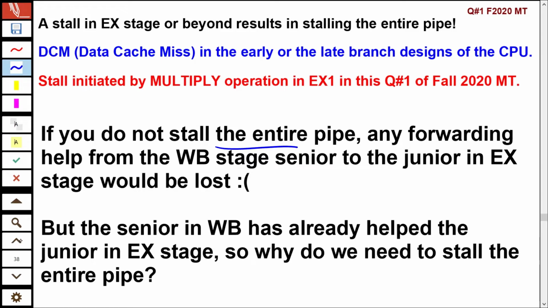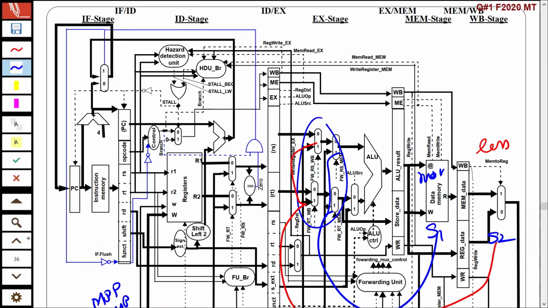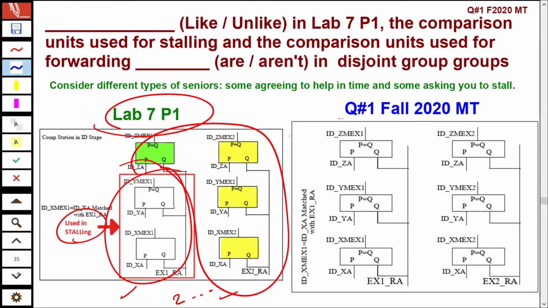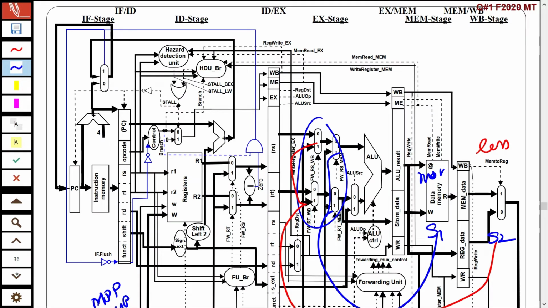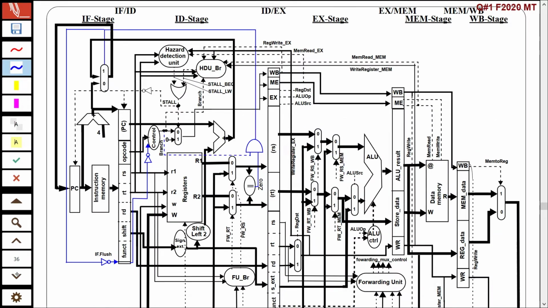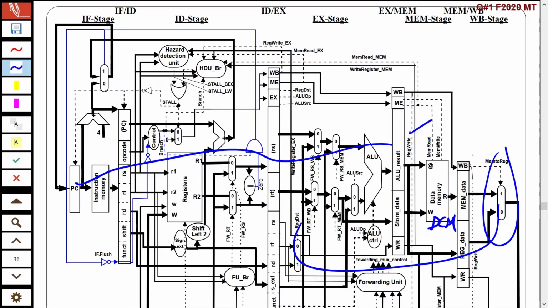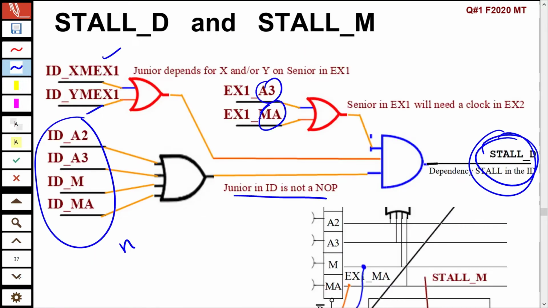stalling the entire pipe. Some students have a little confusion with respect to this. By the way, DCM, data cache miss true, will certainly stall himself when the guy is behind, but he stalls the guy in front of him because he can be helping. So he is also held. Okay.